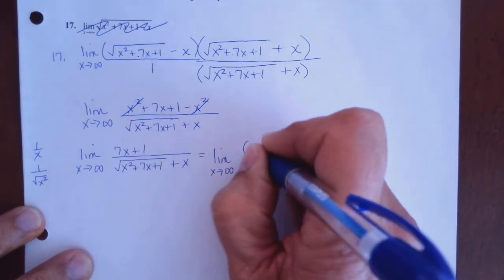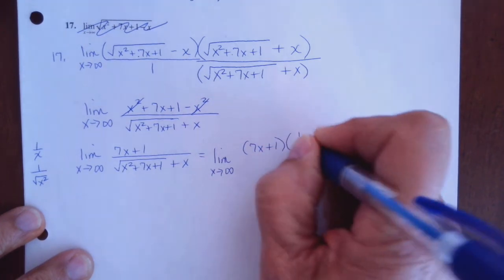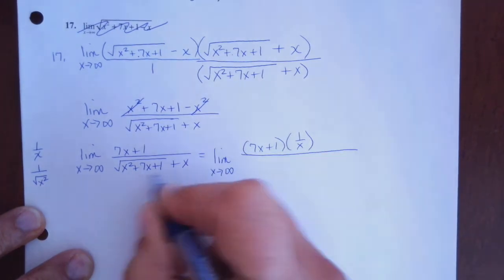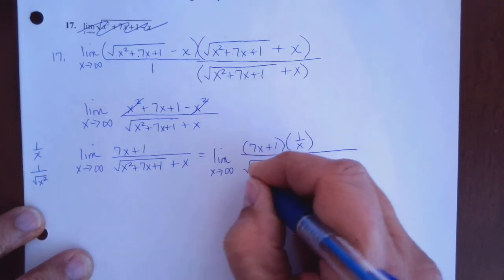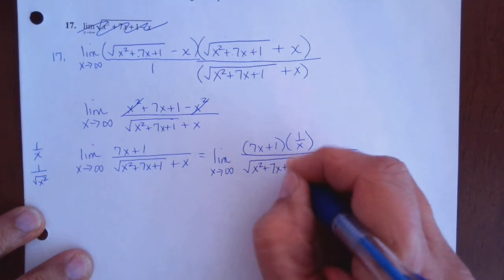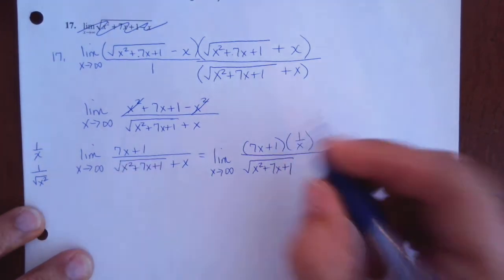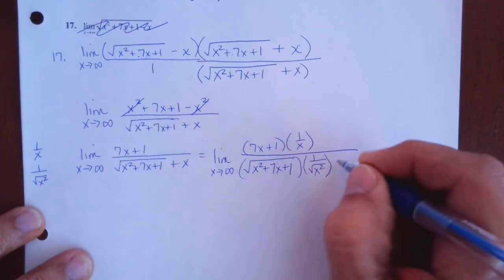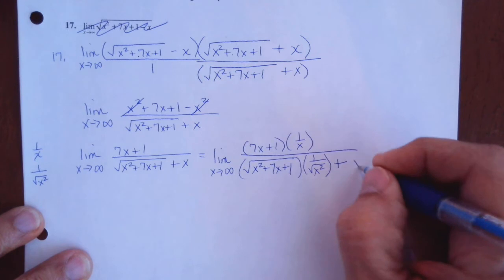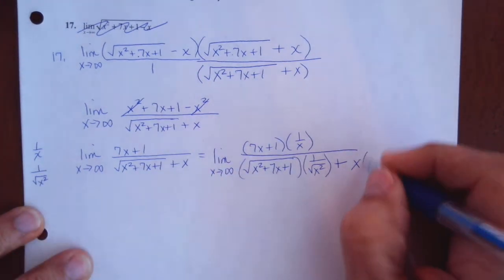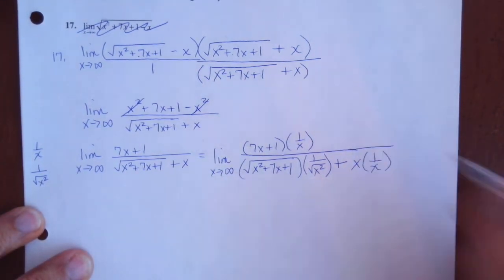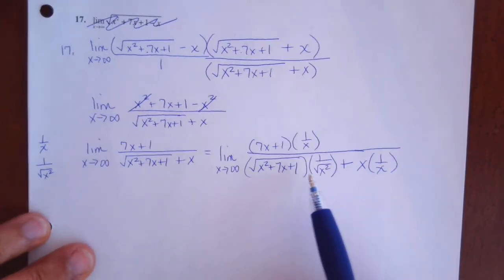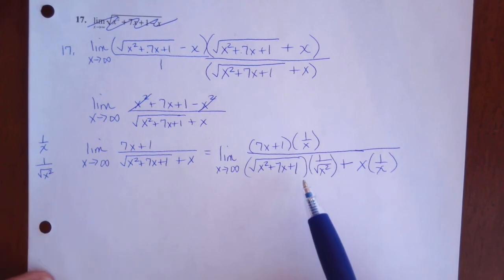On the top, I'm going to multiply 7x plus 1 times 1 over x, that form. Now I'm going to break up the bottom. So on this part, the square root of x squared plus 7x plus 1, I'm going to use this form. So we're going to multiply that by 1 over the square root of x squared plus, and then for x, I'm going to multiply it by this form. Okay? So I've multiplied every term by 1 over x. I just used the correct form so that I could do the work.